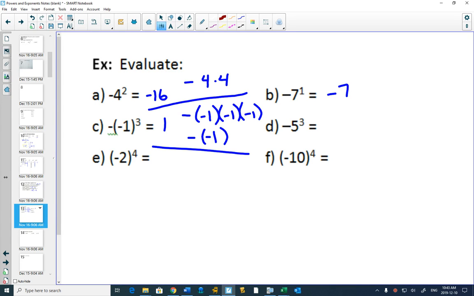Part D. The negative is out in front. The 5 cubed, the answer is going to be negative 125. The work, this is negative 5 times 5 times 5. 5 times 5 is 25. If you have 5 quarters, how much money would you have? If you had 5 quarters, $1.25. So that can help you do this mental math. 5 times 5 is 25, times another 5 will give you 125. Because if you had 5 quarters, you'd have $1.25, which would be 125 cents.